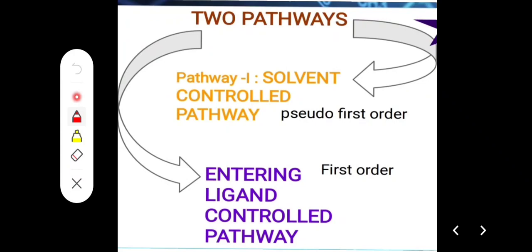So there should be two pathways. In the solvent control pathway, the rate should be pseudo first order, because the solvent is in excess, so it does not depend on solvent concentration. And the interligand pathway is first order because it depends on the nucleophile concentration or ligand concentration.